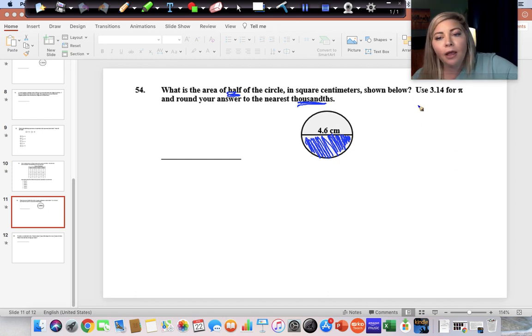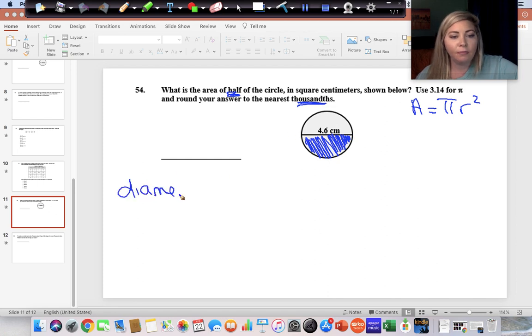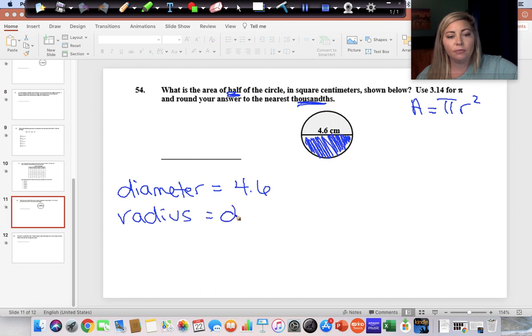So again, let's remind ourselves of the formula for area of a circle, which is pi r squared. Okay, and we know the diameter is 4.6. The diameter is 2 times the radius. So if our diameter is 4.6, our radius is half of that. Diameter divided by 2. So 4.6 divided by 2 will give us our radius. 4.6 divided by 2, you can use a calculator if you need to. That's going to be 2.3.